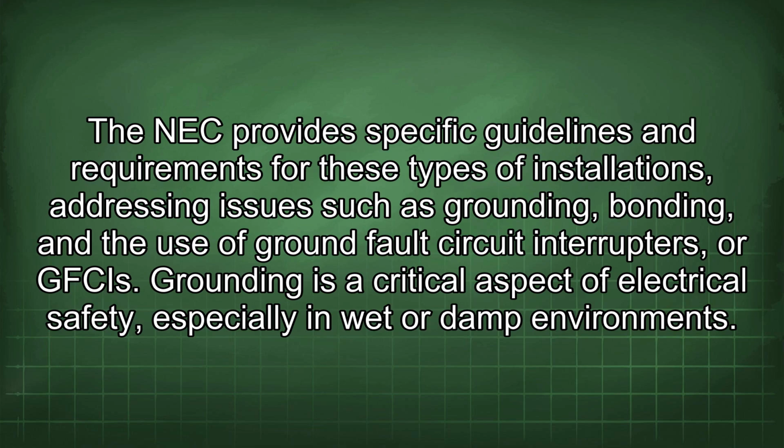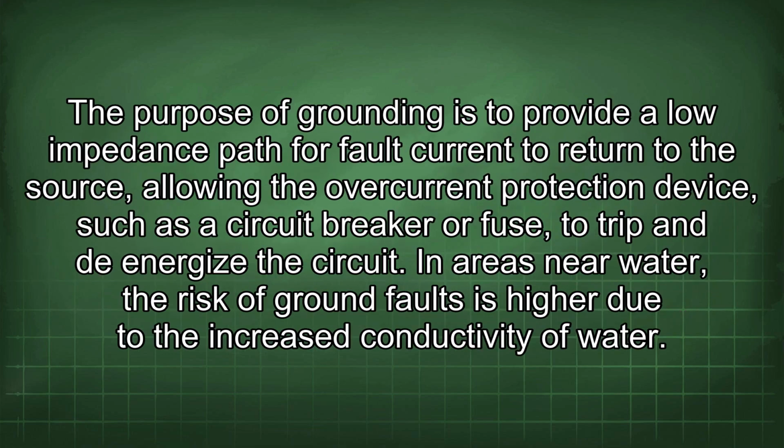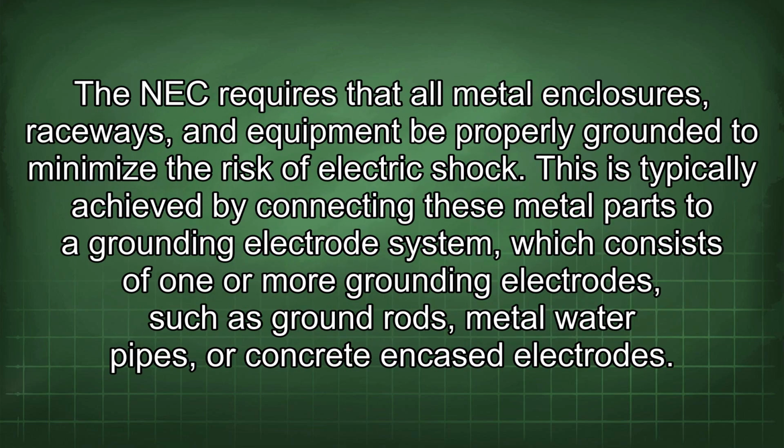Grounding is a critical aspect of electrical safety, especially in wet or damp environments. The purpose of grounding is to provide a low impedance path for fault current to return to the source, allowing the overcurrent protection device, such as a circuit breaker or fuse, to trip and de-energize the circuit. In areas near water, the risk of ground faults is high due to the increased conductivity of water. The NEC requires that all metal enclosures, raceways, and equipment be properly grounded to minimize the risk of electric shock.